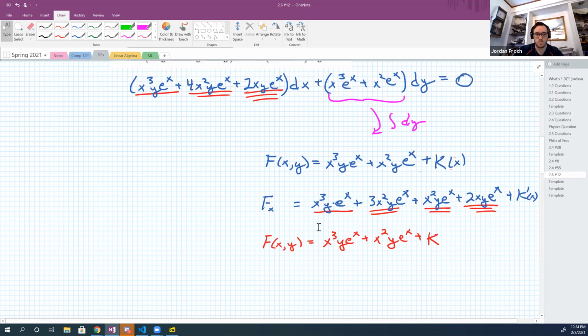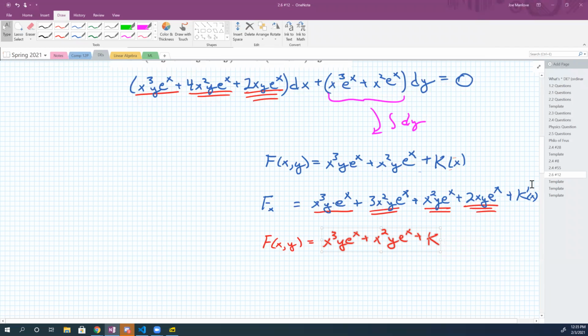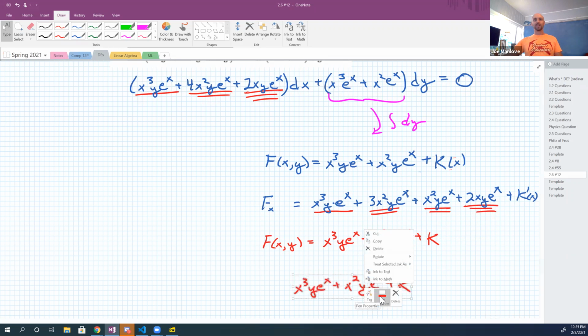Wait, when you say an honest constant, you mean it's just not a function of x? Because I thought we said it was 0. The derivative of k, yes, k prime is 0, which means that k. That's right. So I know it's not a function of x. I also know it's not a function of y. The only thing left in this category is a number. And the good news is that it doesn't particularly matter because the next thing I'm going to do is I'm going to take this thing.